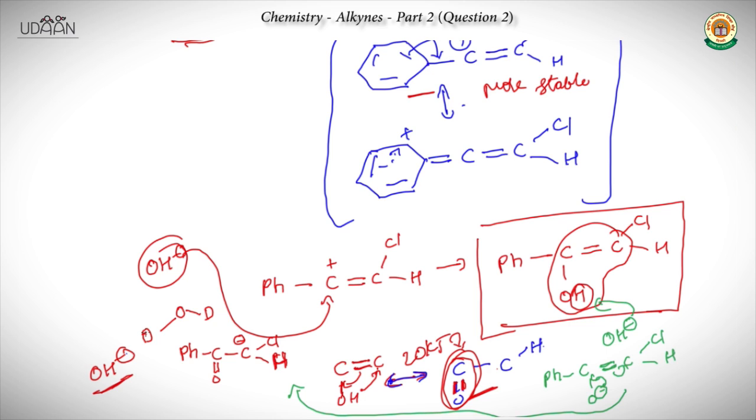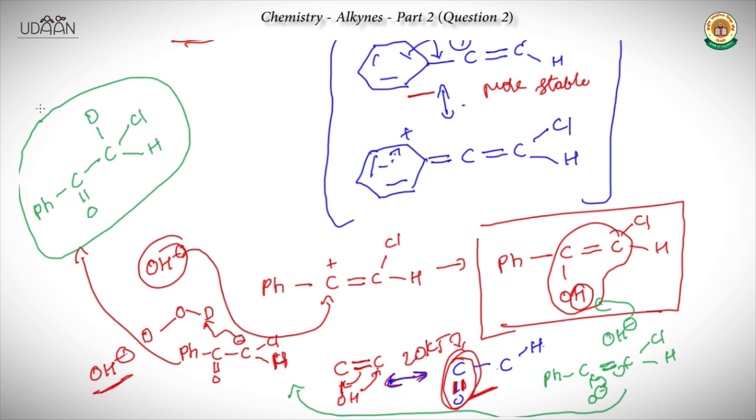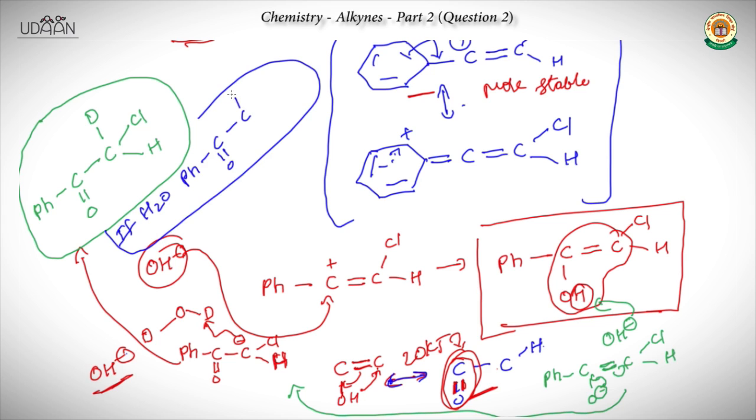Now come to the solvent given to us, which is D2O, heavy water. Now this negative charge takes up this D, and you will get, I'll write it here, PhC double bond O C Cl H D, and this is your final product. For example, if the solvent is H2O, then your answer would be PhC double bond O C H Cl H.